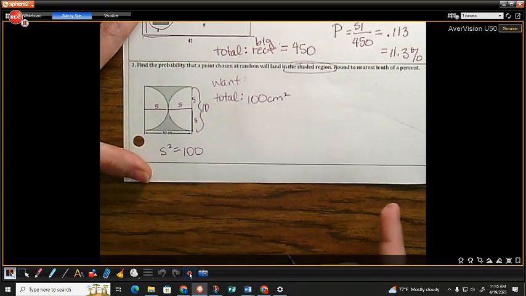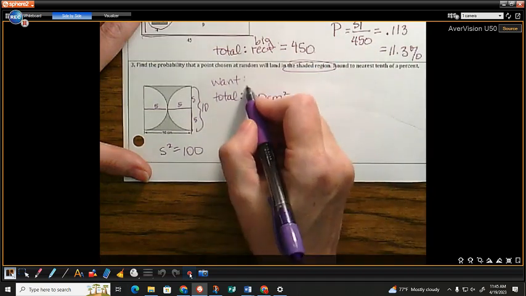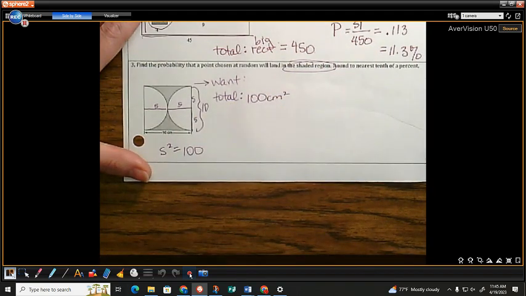But now I have to figure out how are you going to get just the shaded part? So we're not going to work it, but I want you to plan it for me. How would I get just the shaded part?